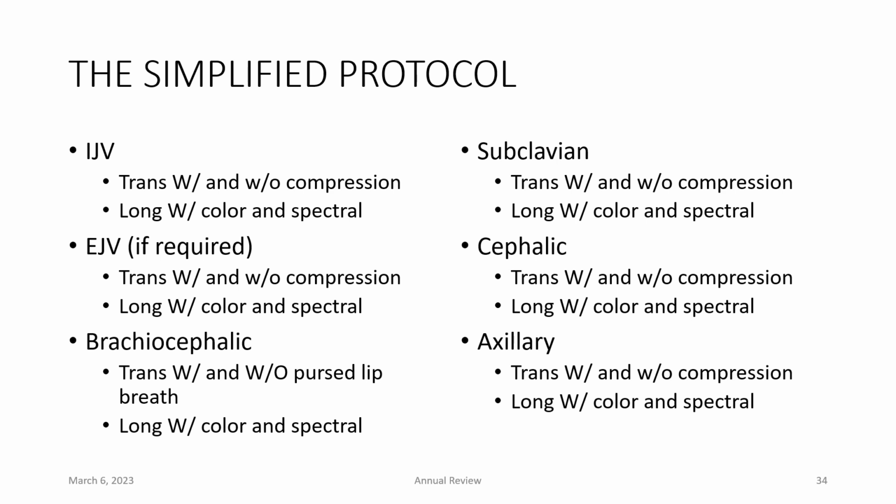We want to assess that the best we can with transverse, with and without compression, using that pursed lip breath method to compress it in areas where we cannot compress with our transducer. If we feel like it's compressed well, then we're going to assess it in long B mode. We're going to assess it in long with color and in long with spectral. Then we're going to follow that out to its most distal component. Now, the subclavian was formed when my cephalic and my axillary came together. So the first one I'm going to follow is my cephalic.